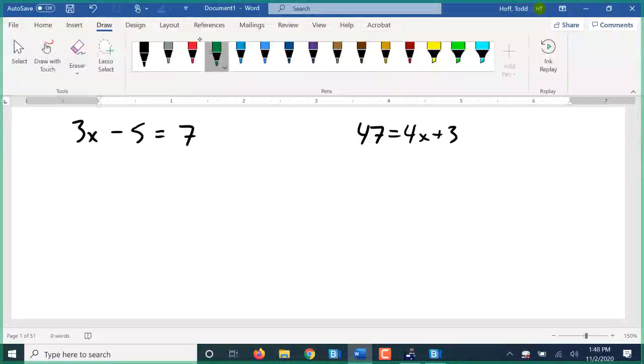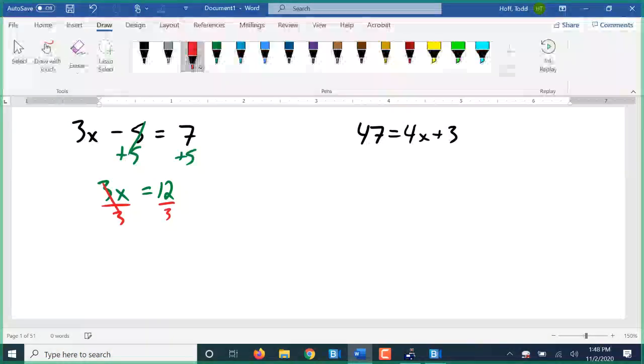The first one here, we're going to add 5. 3x, the 5 minus 5 is gone. 7 plus 5 is 12. Then we'll divide by 3. X equals 4.